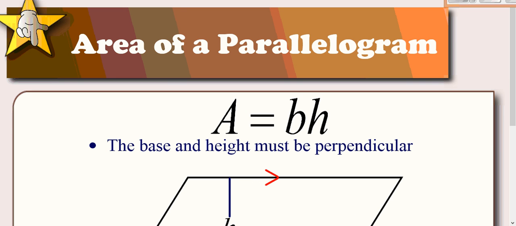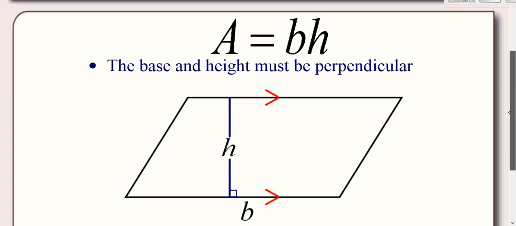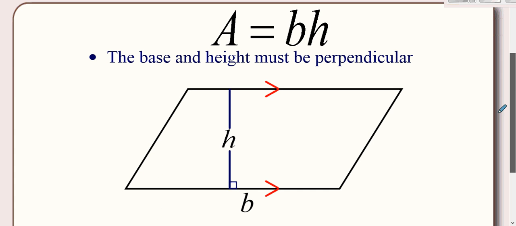For area of a parallelogram, it's just base times height. Now, the only trick is that the base and height must be perpendicular. Height goes straight up, just like when we were talking about the centers of a triangle. We said that the height has to go straight up. The altitude goes straight up.